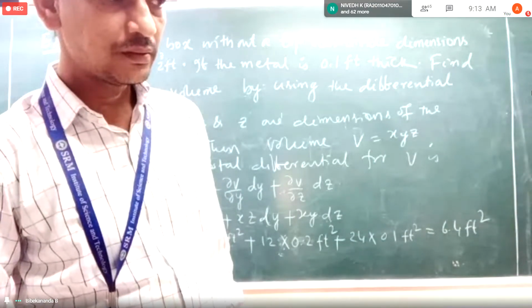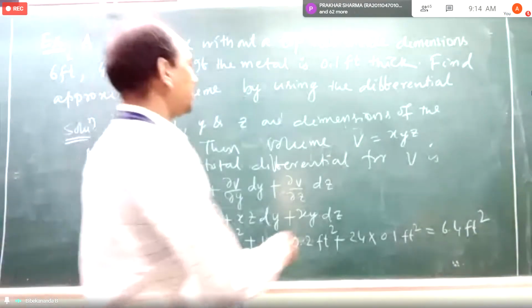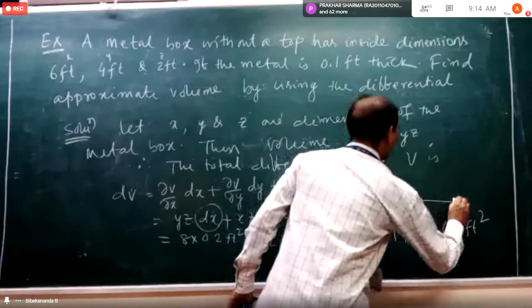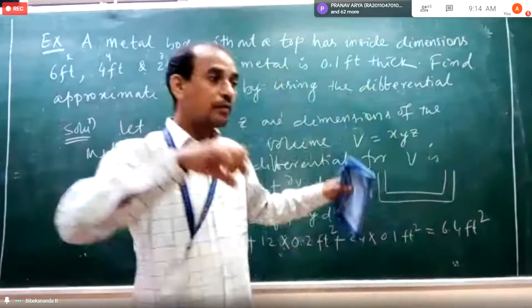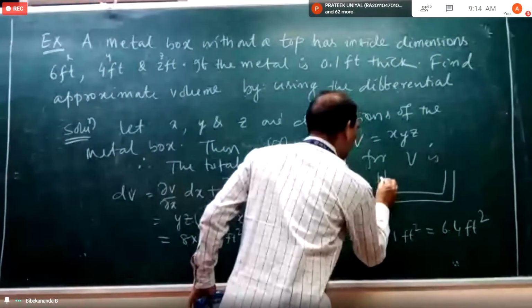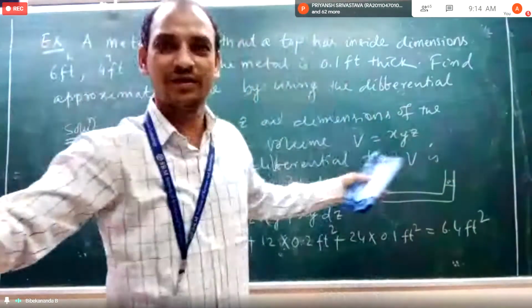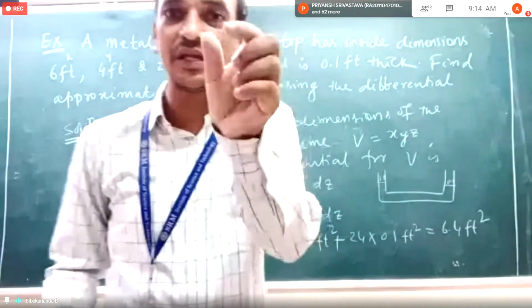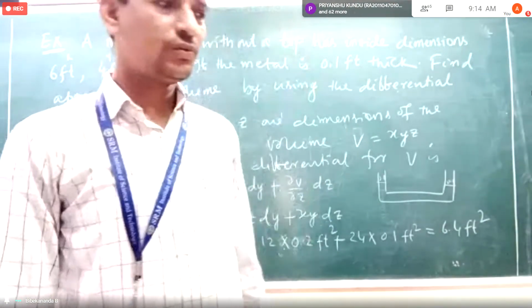Sir, I have a doubt, how the 0.2 came, sir? 0.2, just you see, this is the metal box with thickness. Here it is 0.1, here it is 0.1. So both sides it is bounded. So both sides we have a thickness 0.1 and 0.1. So total thickness will be 0.2.